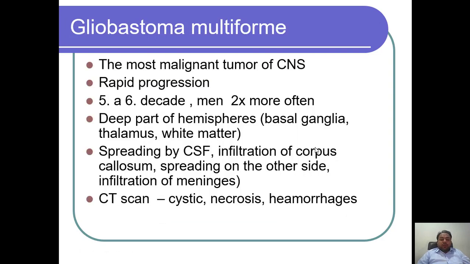Glioblastoma multiforme is the most malignant tumor of the CNS. It rapidly progresses, leading to death, occurs in the 5th to 6th decades, commonly seen in men. It affects deep parts of the brain like basal ganglia, thalamus, and white matter. The differentiating feature on CT scan is its cystic or necrotic or hemorrhagic component of the tumor.